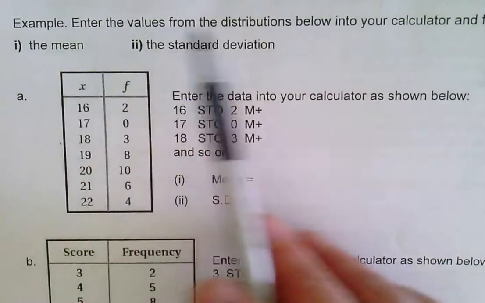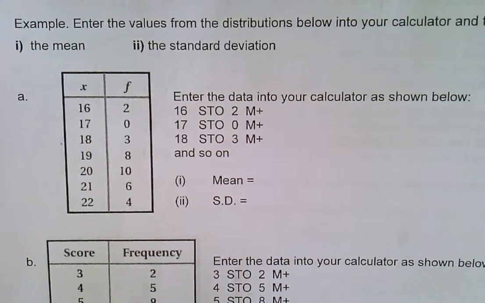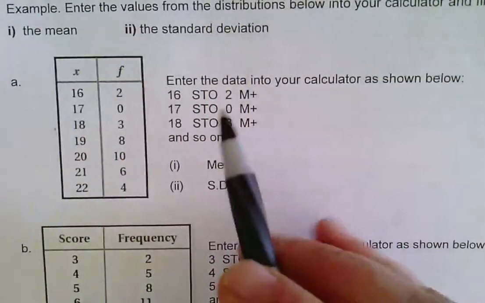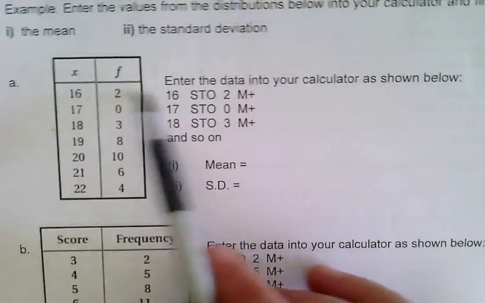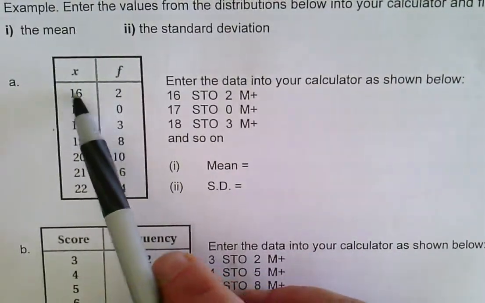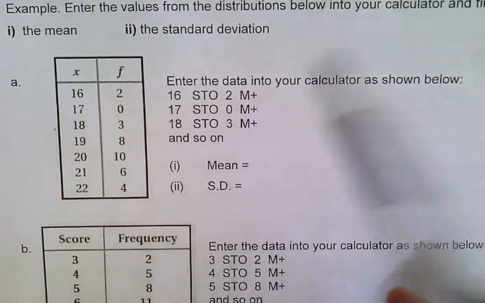Okay, now we're entering values from frequency distribution tables into our calculator. We did this earlier with mean. It's exactly the same way. So we want to find the mean and the standard deviation from a table of values like this, a frequency distribution table. So we go 16 STO to M plus.